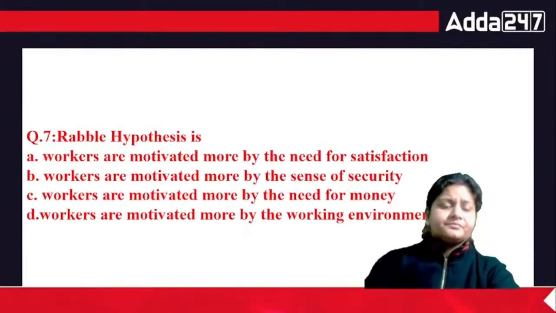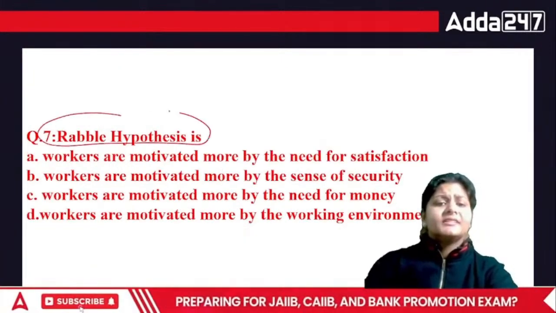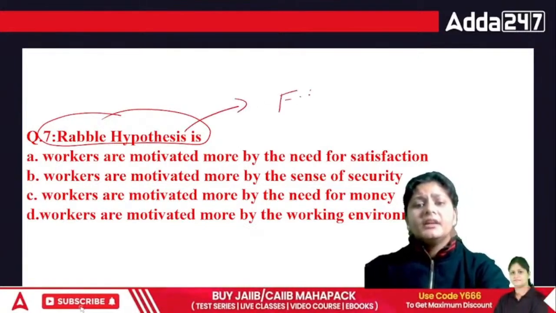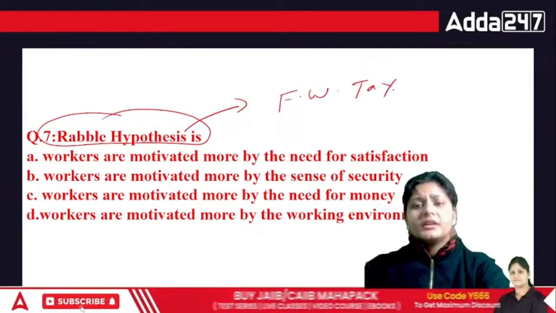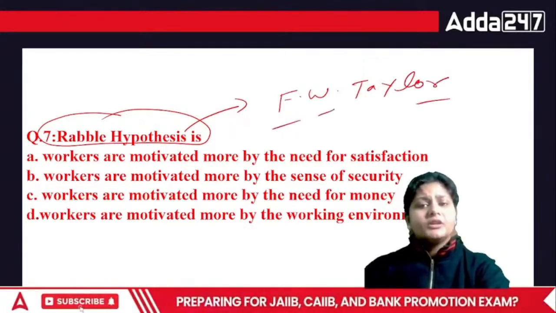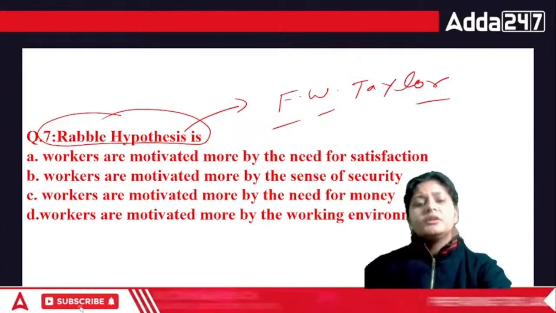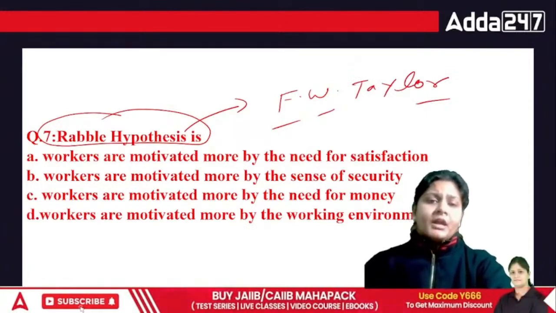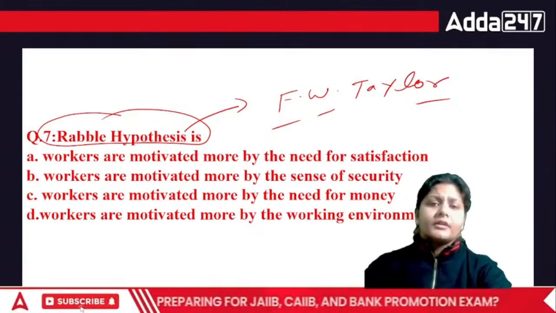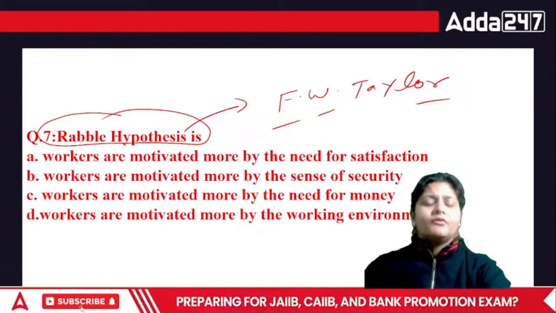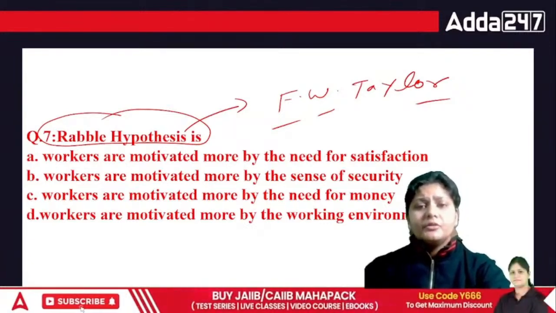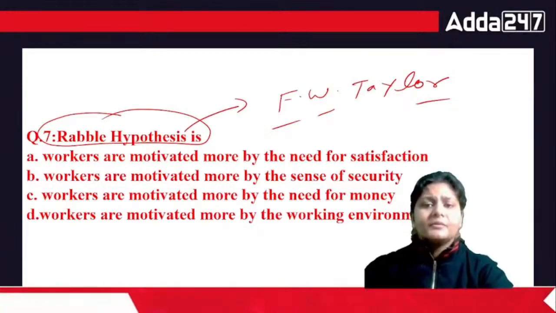Right. We have the next question, that is rebel hypothesis. See, rebel hypothesis is given by F.W. Taylor. Okay, this is given by F.W. Taylor. Now, what was the opinion of F.W. Taylor? F.W. Taylor thought that if any employee who is working in the organization, they are completely working for the money, for the incentive, right? So the rational economic view or rebel hypothesis is given by F.W. Taylor.